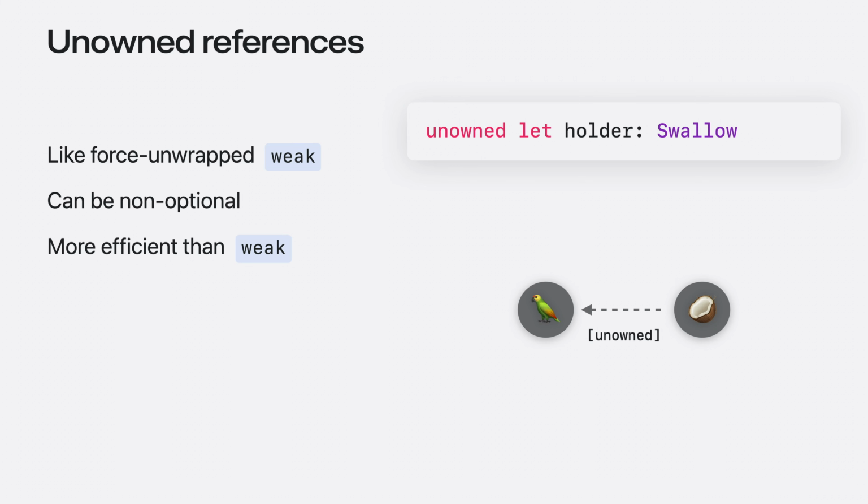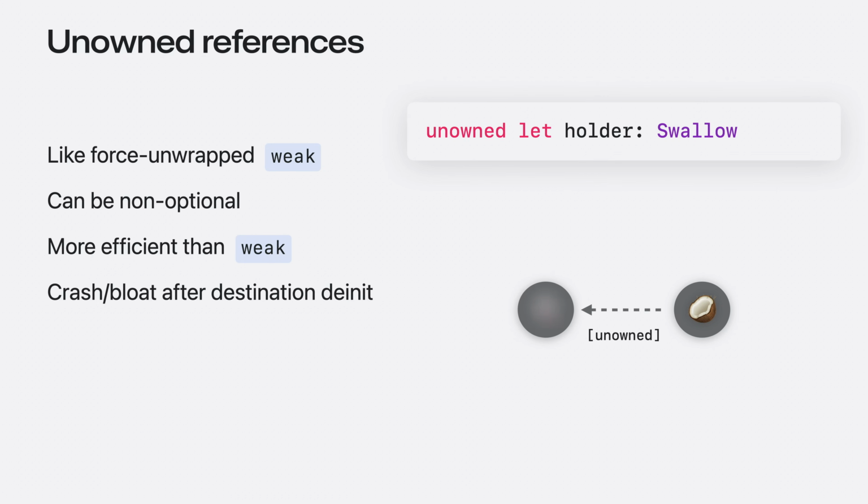They can even be non-optional and also constant. However, it's not always valid to use an unowned reference. Let's say we make the coconut's holder reference unowned instead of weak. What happens if the swallow goes away before our reference? The swallow will be deinitialized, but not deallocated.